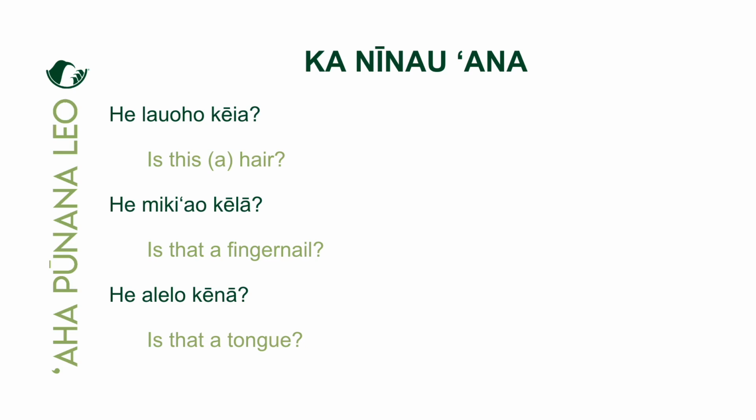That's kind of how we want to ask the question sometimes, with that English going up at the end. But in Hawaiian, in a yes or no question, we go down. He lauoho keia. And in English, we could naturally and no problem just go, is this hair? But a'ale maka Hawaiʻi. Okay? He lauoho keia. He miki au kela. He ʻalelo kena. Okay?